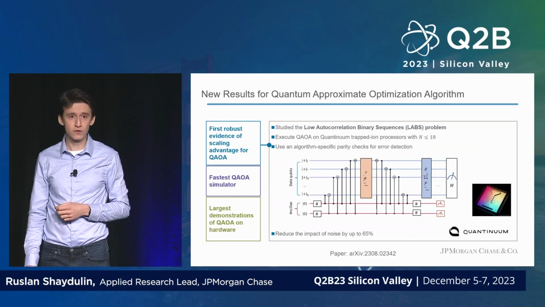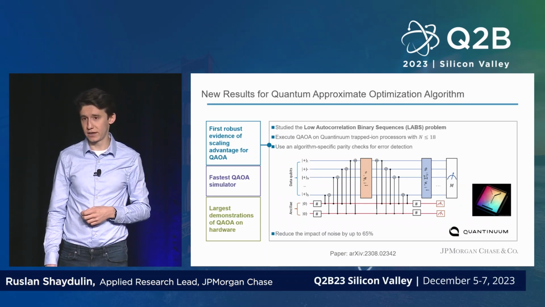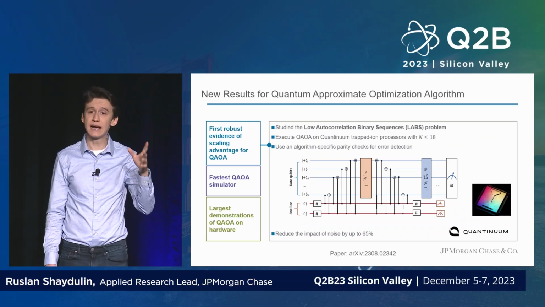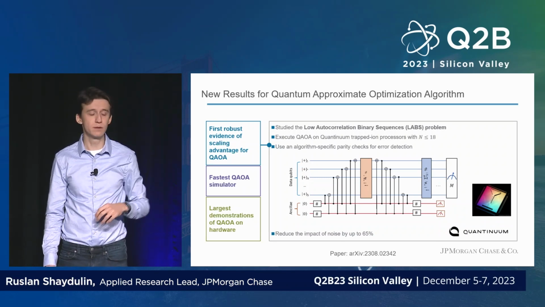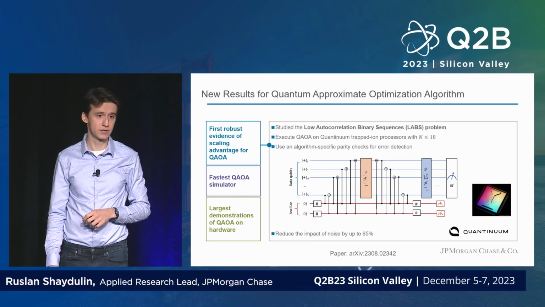To overcome the issue of noise, we have developed an algorithm-specific error detection scheme, where we're essentially using the natural symmetries of the problem to detect errors that push you outside of this symmetry-restricted subspace. And we see that it significantly reduces the impact of noise on our results.